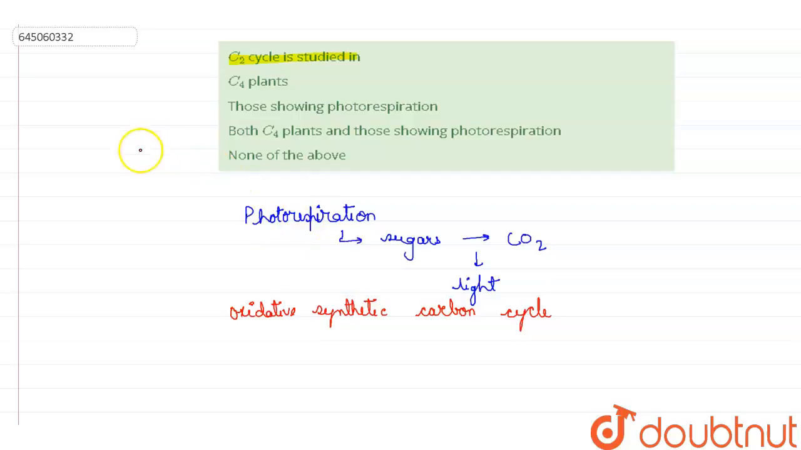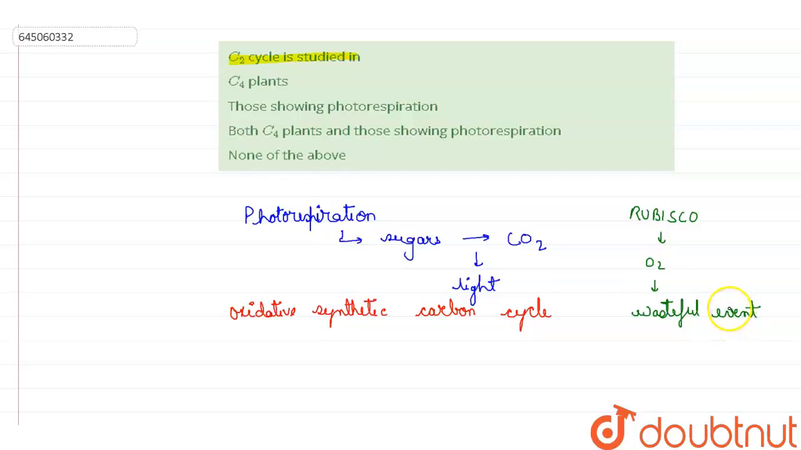Now if you talk about where it is studied in, photorespiration is also sometimes called the C2 cycle. Photorespiration is a wasteful pathway that occurs when the Calvin cycle enzyme rubisco acts on oxygen rather than carbon dioxide. So rubisco is an enzyme of the Calvin cycle, and sometimes instead of acting on carbon dioxide, it acts on O2, and then there is photorespiration. It's a wasteful event.